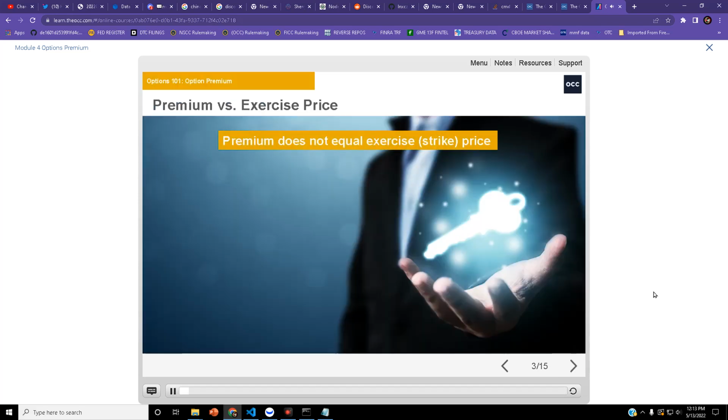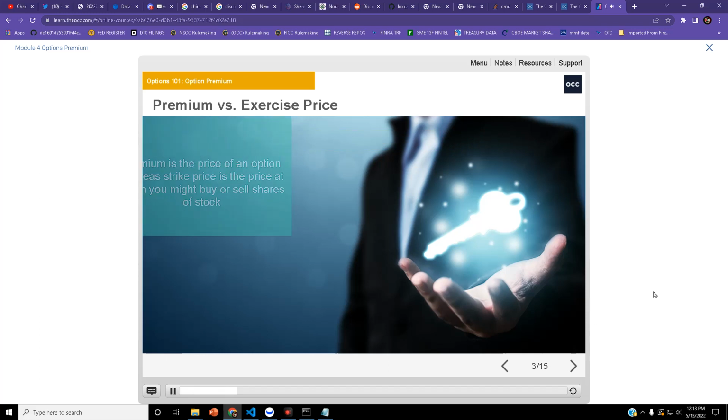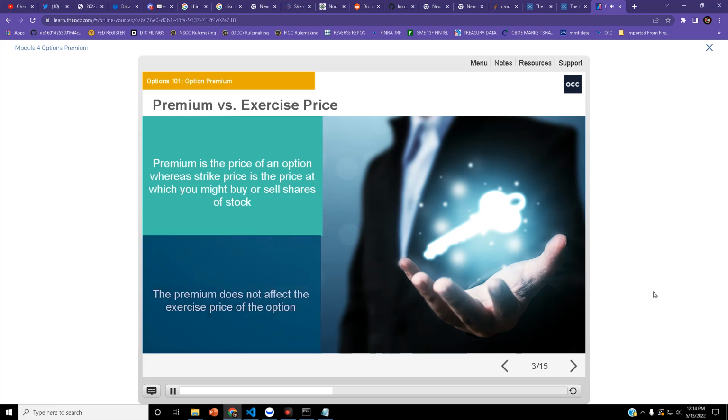A key concept for those learning about options is differentiating premium and the exercise or strike price. The premium is the price you pay for a contract in a purchase or collect in a sale, whereas the strike price is the price at which you have the right or obligation to buy or sell shares of stock. As such, the premium does not affect the exercise price of the option.